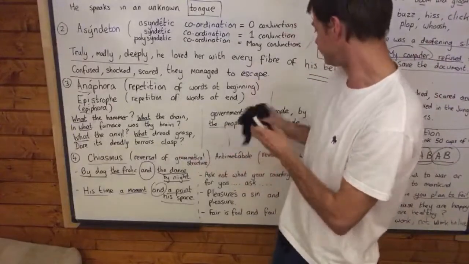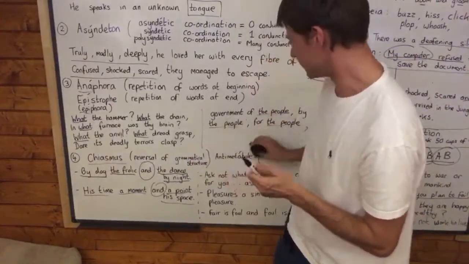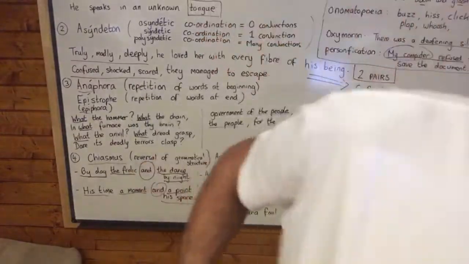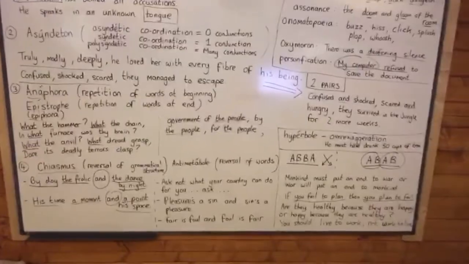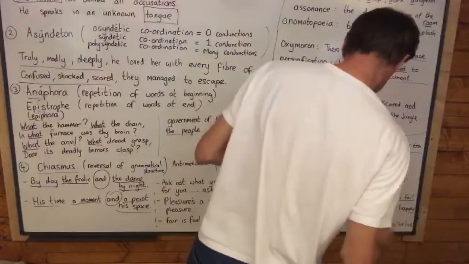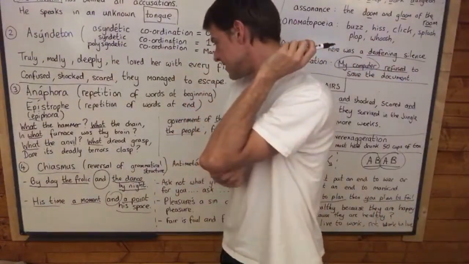Now, I want to look at my favourite rhetorical device, which is chiasmus. I'm going to try and make sure it's got the bottom of the board. I think it has there, because that's something which is very annoying when the board isn't in focus. Almost as annoying as when the sound goes wrong.